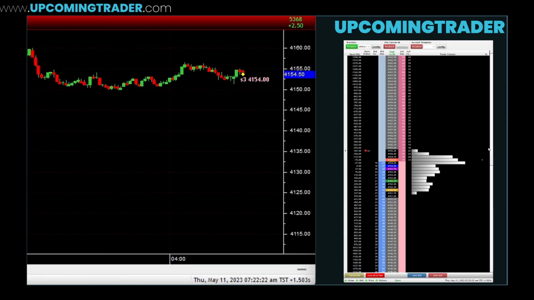Identifying these patterns involves looking for specific features. For a double top, spot two peaks that are nearly equal with a noticeable dip between them. For a double bottom, look for two low points that are about the same, with a noticeable rise in between.